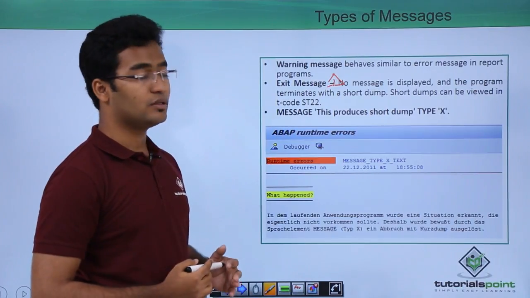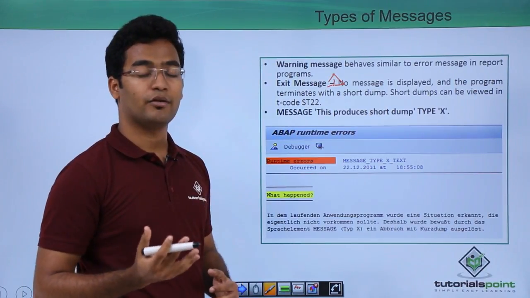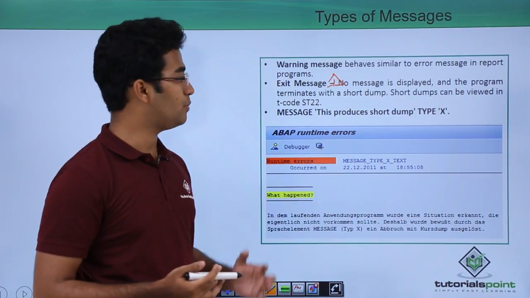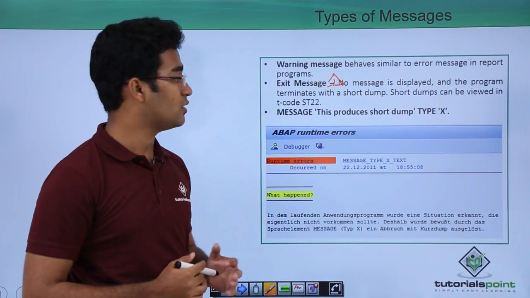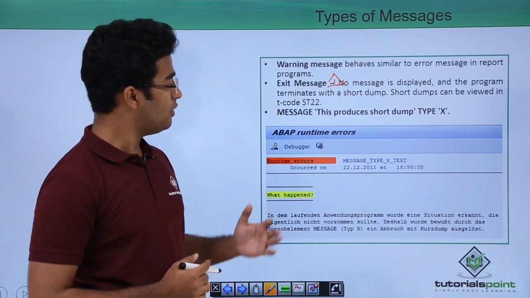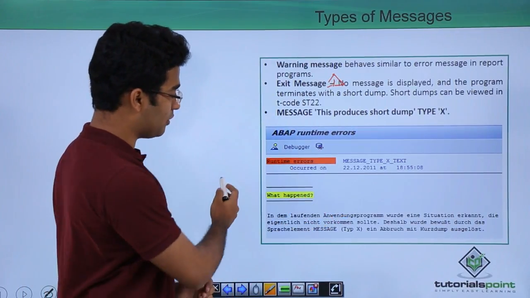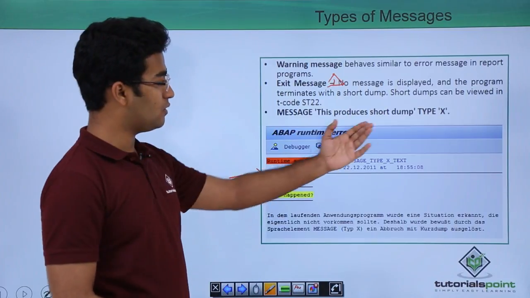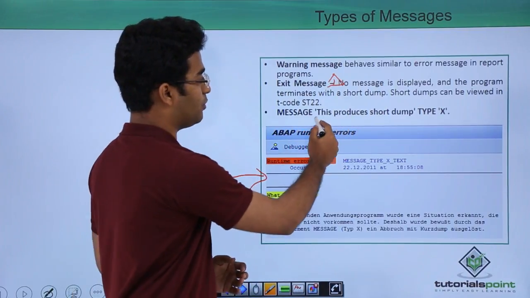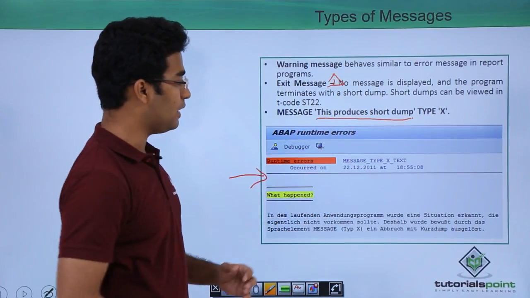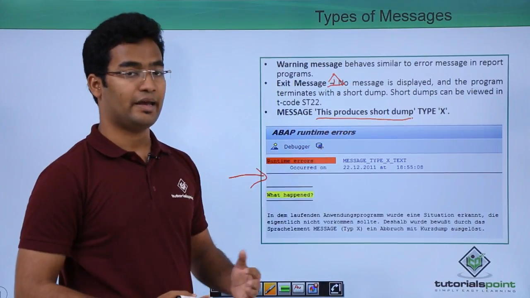Then there are exit messages. The flow of execution of our program would be stopped in case of exit messages. When an exit message comes, a dump screen would come here. A dump screen would look something like this. This is the syntax for this. This produces a short dump, and the type would be X.